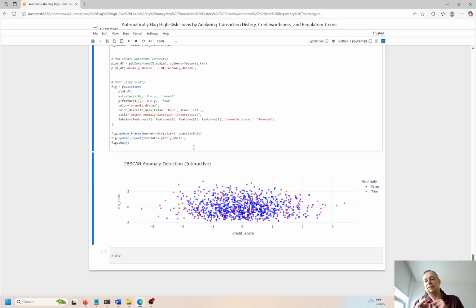So either we have somebody have eyes on this, or maybe give half the money that the person's looking for, or give none of the money, right? If it looks like super high risk. So you can define these into different categories too, right? Like we have to have eyes on this and we'll probably issue the loan, issue half the money, or we're not even going to do transactions with this person because it's so high risk, it's not worth the effort. Okay, so that is it. How to flag high risk loans and analyze transaction history, creditworthiness, and look at regulatory trends over time.